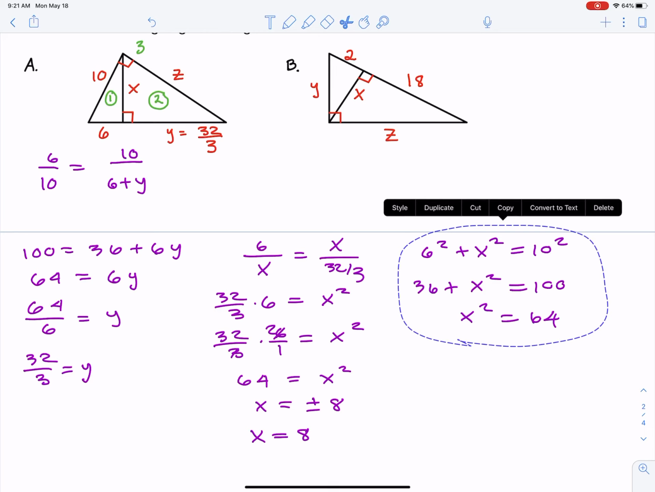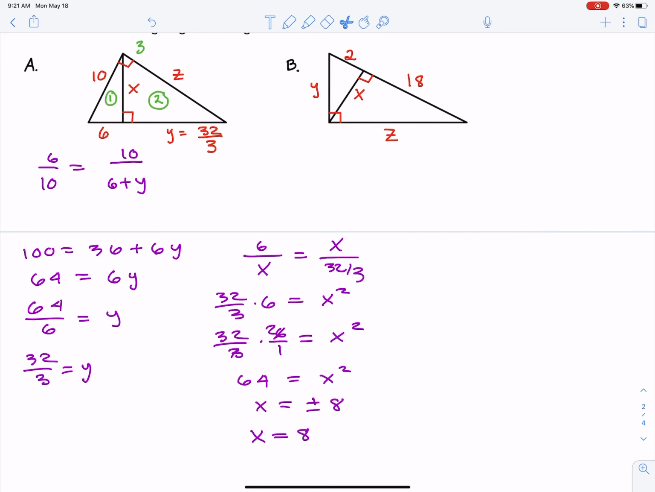Okay, let's go find the last one, and I'm going to go put that number in. Why didn't that delete? So we know that x has length 8, and that's going to be pretty useful, I think, because now I can go and use that side, and it's a nice number. So let's see what we got. We still need to find z.